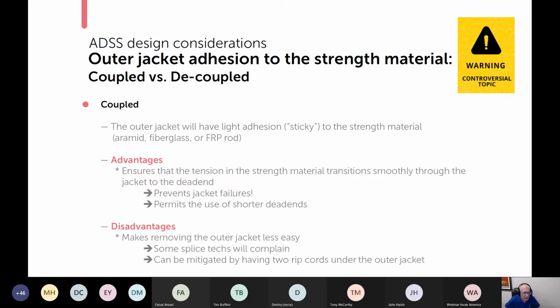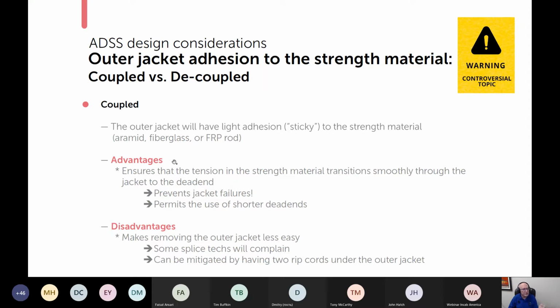And last up of our controversial topics is jacket adhesion to the strength element. You've got two choices, coupled versus decoupled. In a coupled design, the outer jacket will have some adhesion to the strength material beneath it, whatever it is, aramid, fiberglass, or FRP rod.